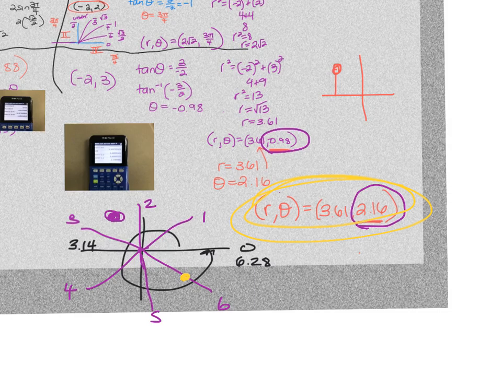Just realize that this is technically the right answer. If you use your graphing calculator, it is smart enough to know that when we type this in, we're saying (-2, 3) is the point, which means I should be in the second quadrant, and it knows to pick the correct angle. Your scientific calculator will not know that. Does that make sense? For the test, I will take either answer, but realize that the first one is actually a wrong answer.